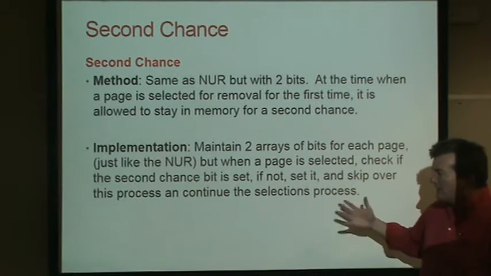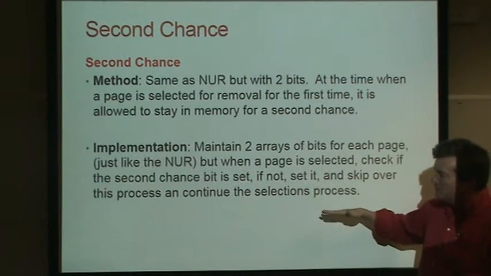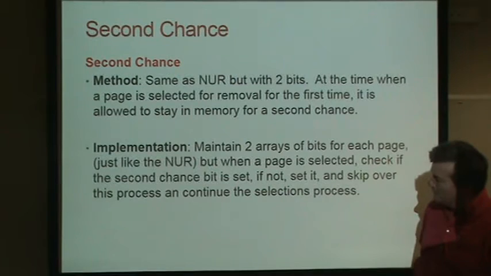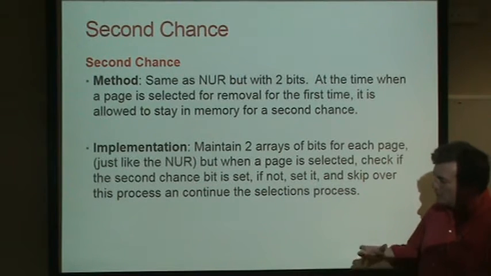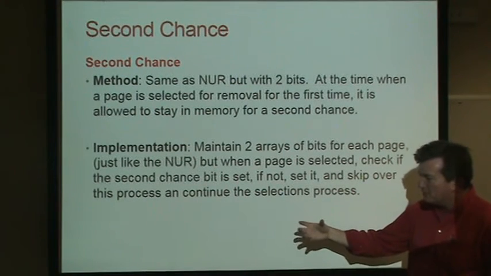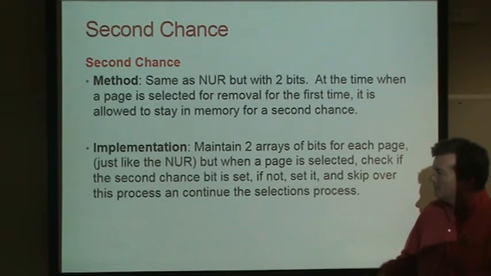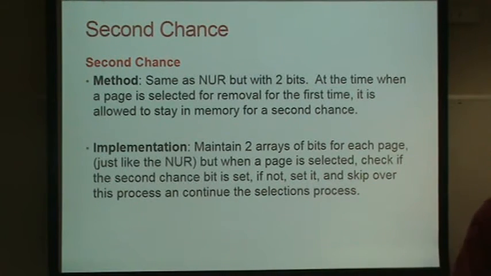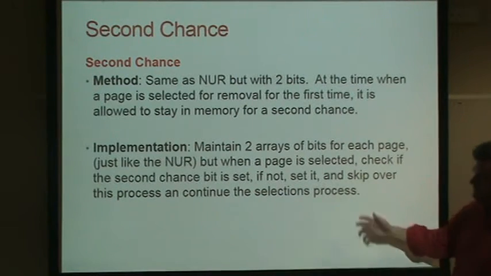So with 2 bits, you still have the high speed of turning bits on and off, and deciding which one to pick, but you're not going to load a page in, and then because it hasn't been used right away, it gets kicked out immediately. This way it will be given a second chance. So these are 2 algorithms that approximate least recently used, but take much less time to implement.